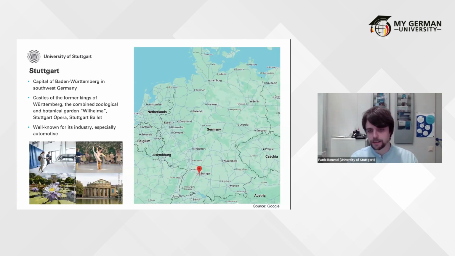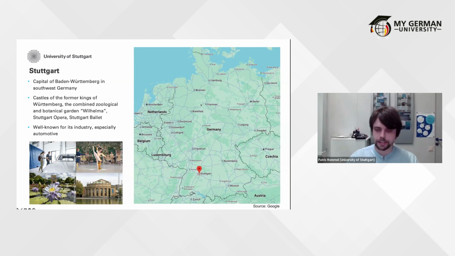Okay, so briefly a little bit about Stuttgart, so you can kind of localize in your mind where we are. So here we have a map of Germany, and Stuttgart is the capital of the Baden-Württemberg region in the southwest. So Baden-Württemberg is roughly here, and you can see here is Stuttgart.